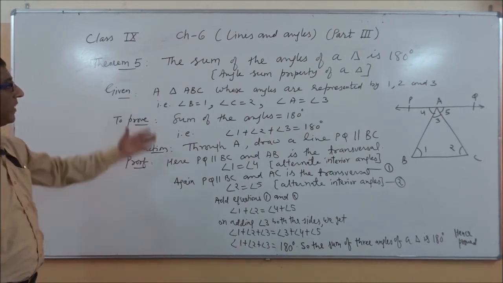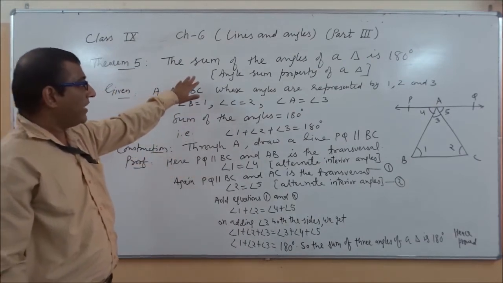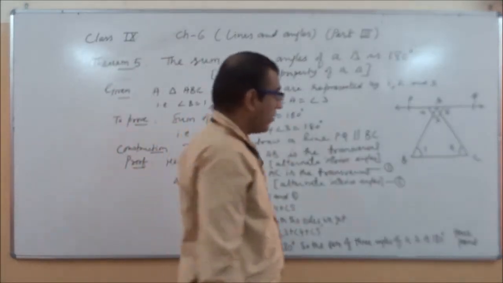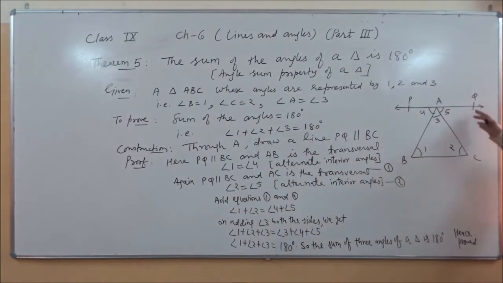And it is represented by the sum of the angles of a triangle is 180 degrees. It is also known as the angle sum property of a triangle. So as you see here, one triangle is there, ABC, and this is the PQ line with different angles.